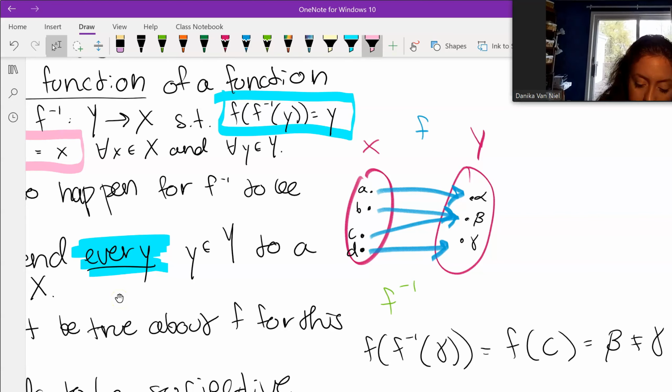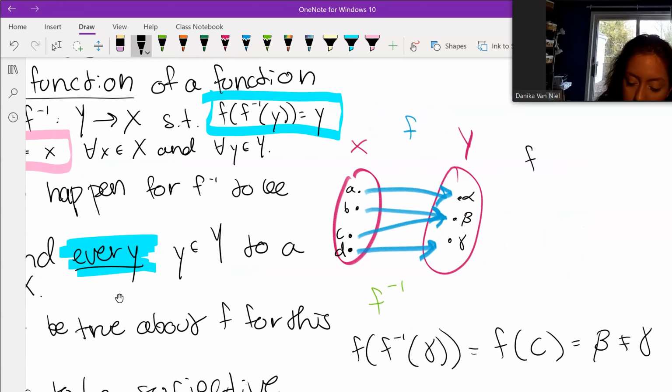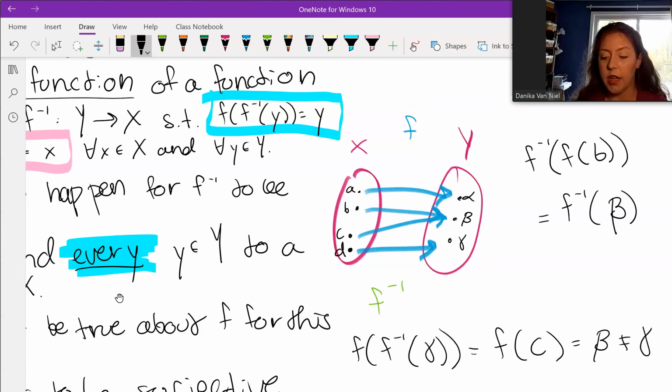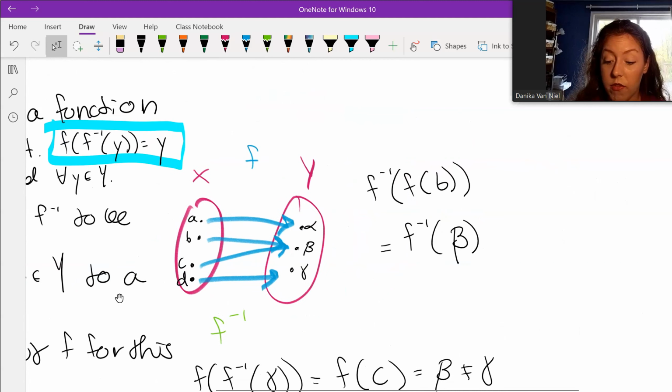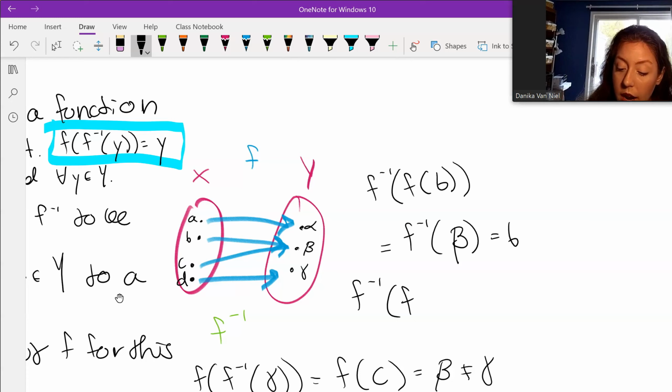So now our pink thing is going to lead us to, if we try, so remember f inverse of f of x has to equal x. So if we do f inverse of f of, let's say, b. Okay, so f of b, well, that's going to get us to beta. So now we have f inverse of beta. Okay, but Danica, remember you said we could just define our functions how we wanted them to be. Okay, so let's just define f inverse of beta to be b. Let's just do that.